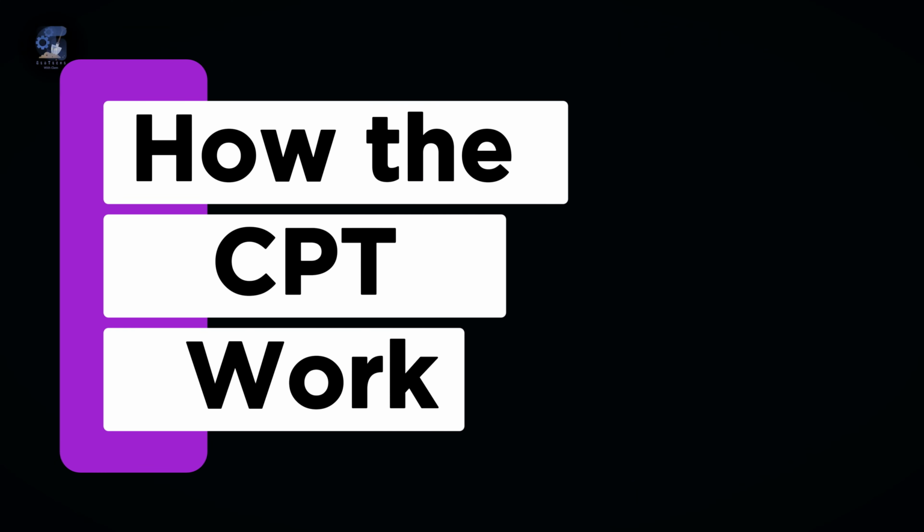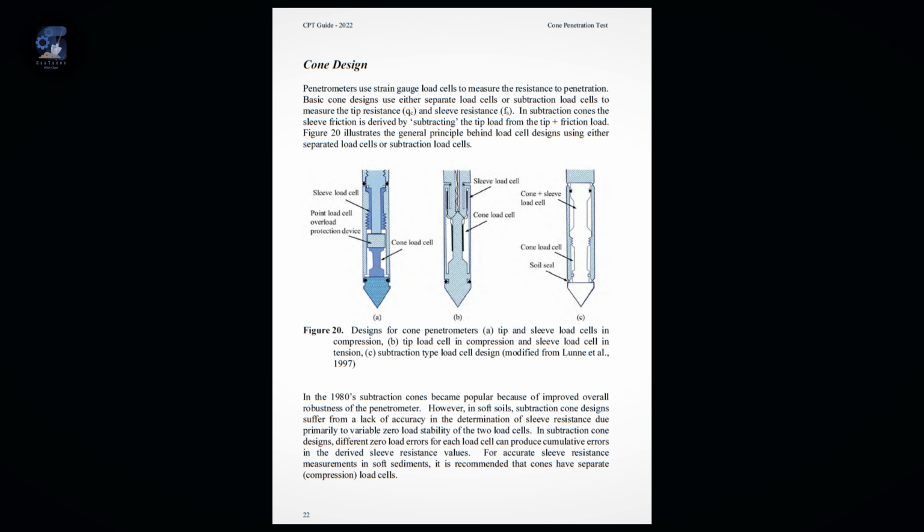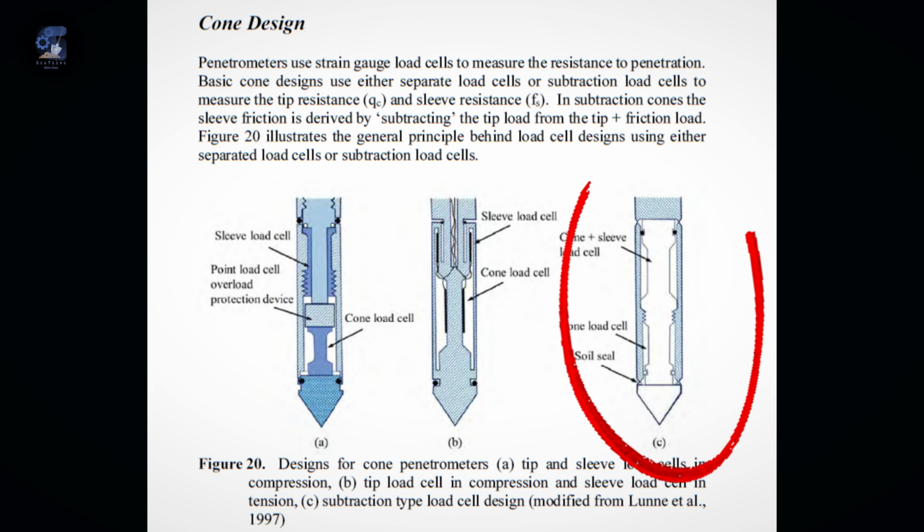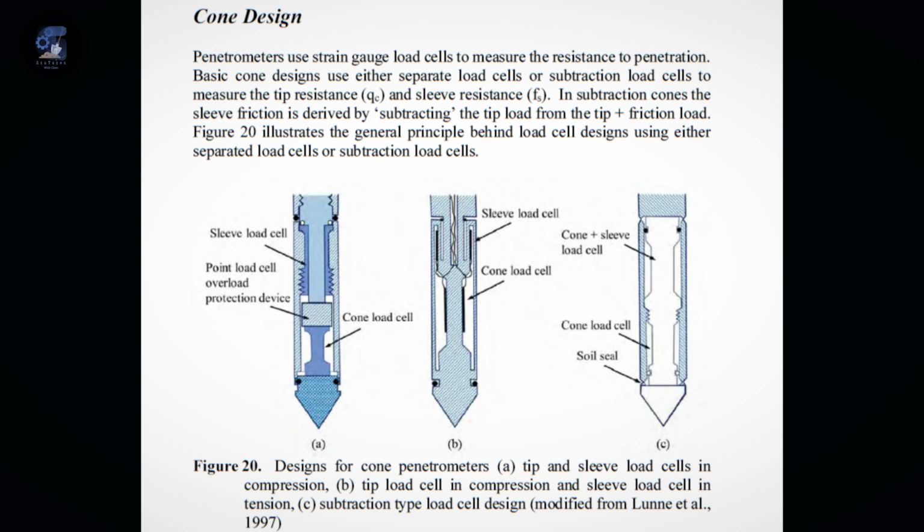Now, let's talk about how the cone penetrometers work. The cone and the sleeve use strain gauge load cells to measure resistance to penetration. The two basic cone designs use either separate load cells or subtraction load cells to measure the tip and the sleeve resistance.